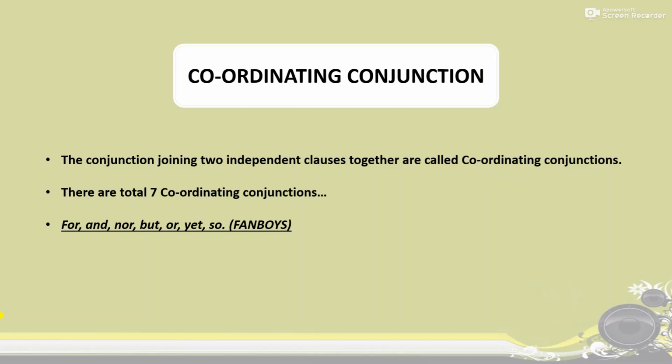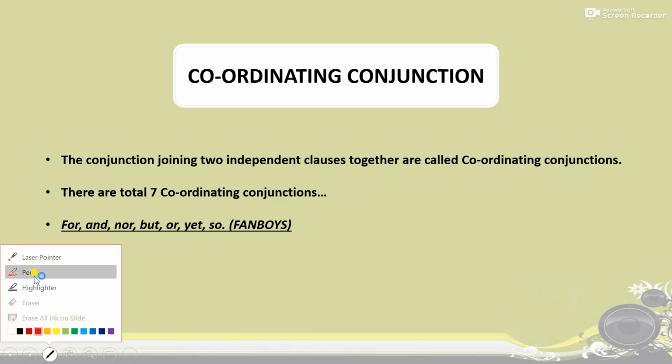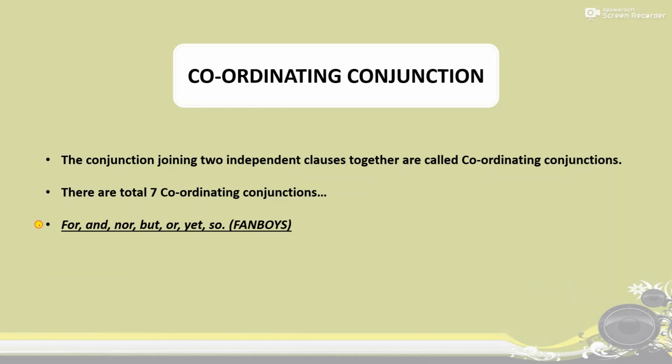Now there are many different conjunctions. Of these, there are a total of 7 coordinating conjunctions. And as we can see over here, these are the 7 coordinating conjunctions: for, and, nor, but, or, yet, and so. A very simple way to remember these 7 coordinating conjunctions is by the use of this short form. The short form is FANBOYS.